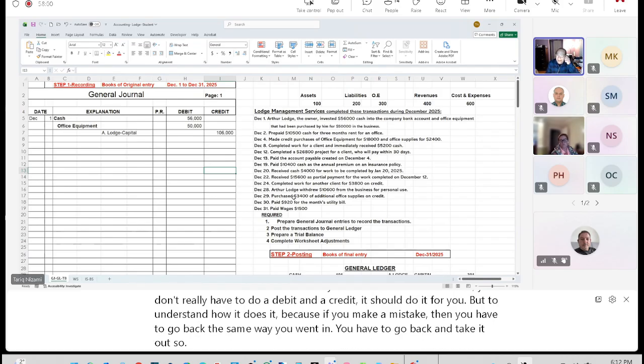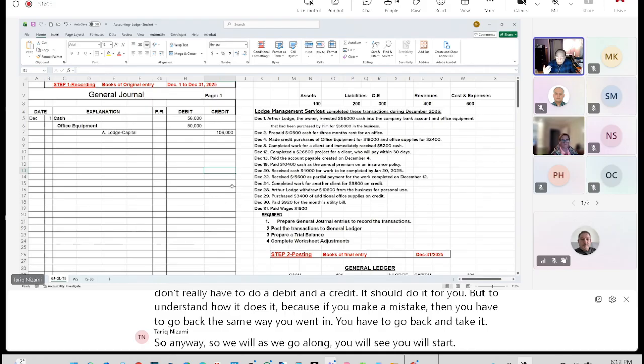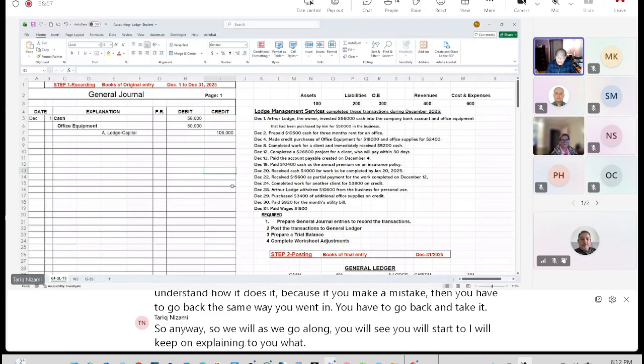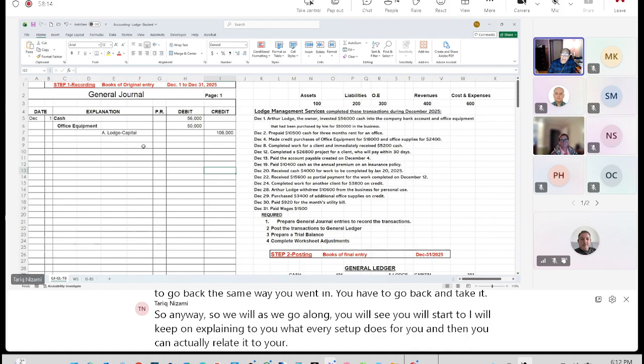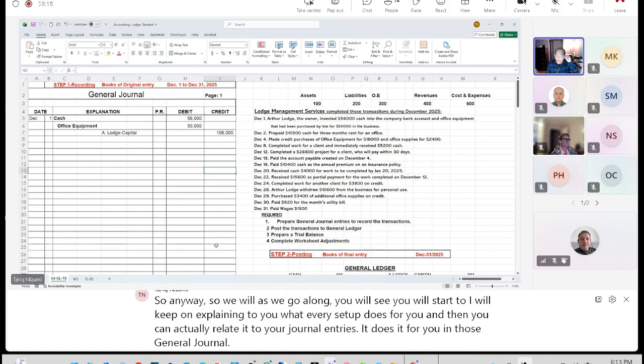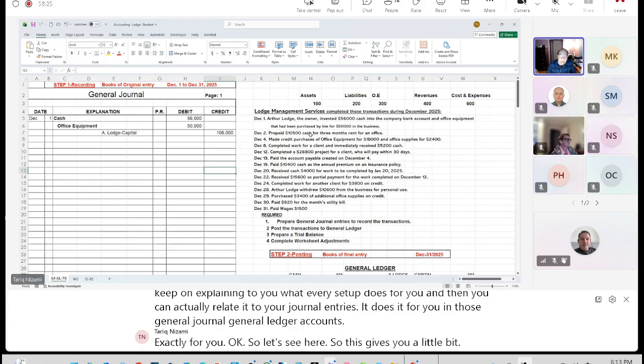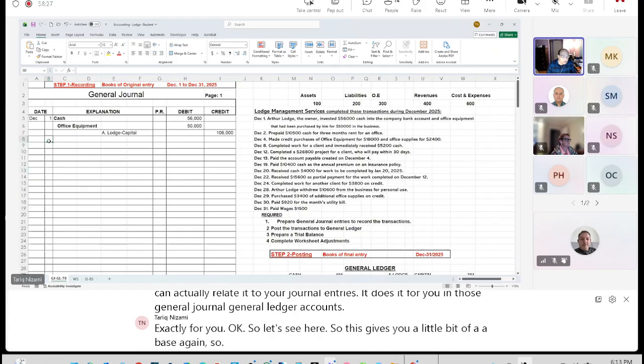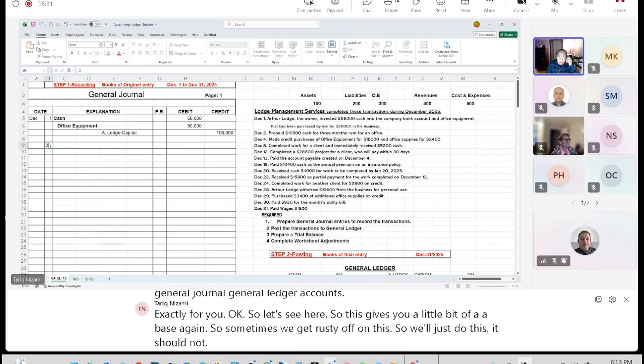So as we go along, I will keep explaining what every setup does for you, and then you can relate it to your journal entries. It does it for you in those general ledger accounts automatically, okay? So let's see here. This gives you a little bit of a base again. Sometimes we get rusty on this, so we'll just do this. It should not be that difficult now.